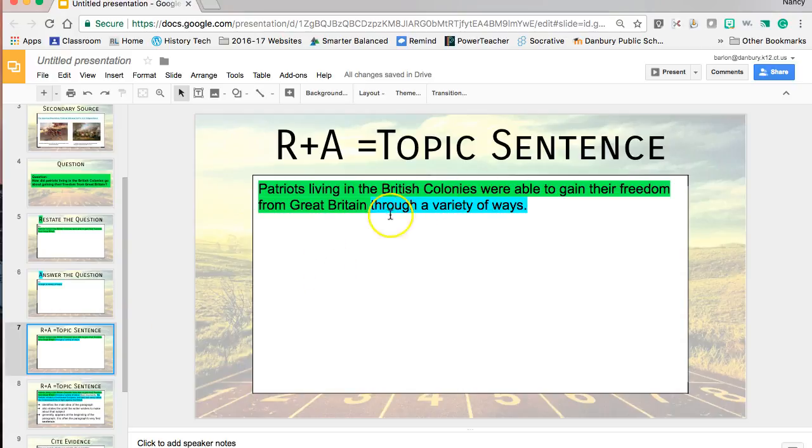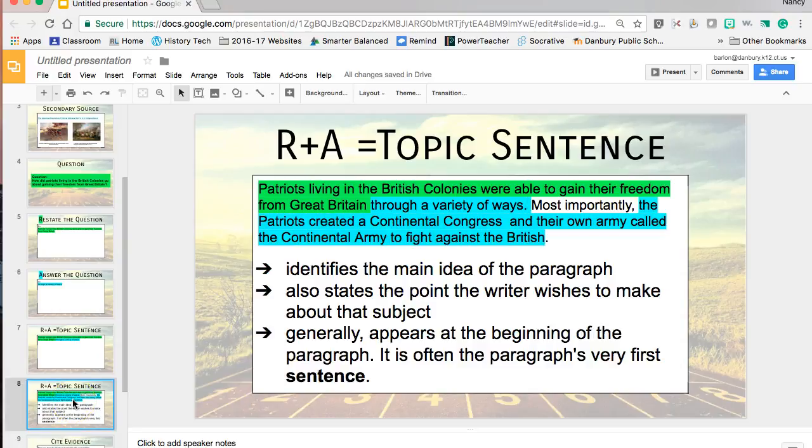So I'm very broad in my answer here. So I want to go a little bit more specific. So I'm going to actually add another sentence. More importantly, the Patriots created a Continental Congress and their own army called the Continental Army to fight against the British. So there were many ways that they were able to gain, their actions that gained their freedom. But these are the two major points that I saw as I was reading through that I want to elaborate and explain a little bit more.